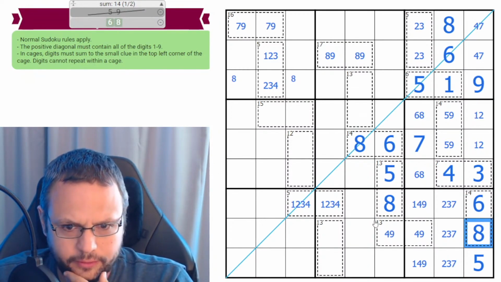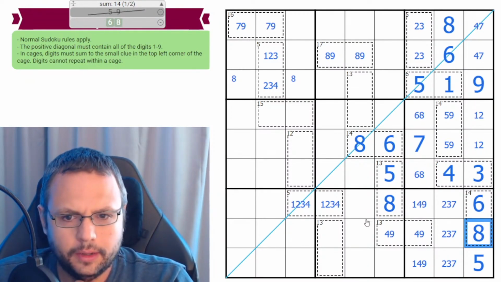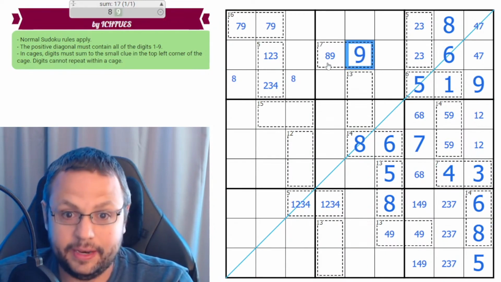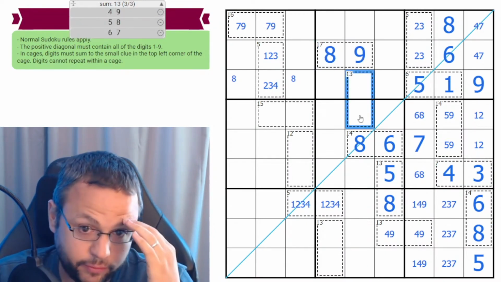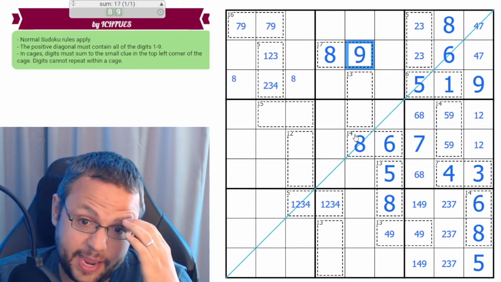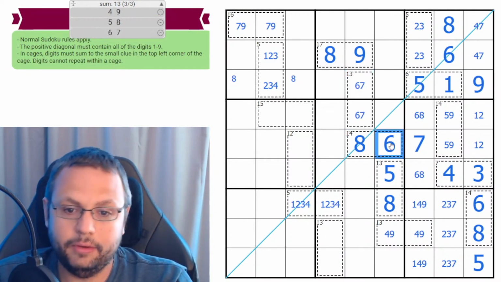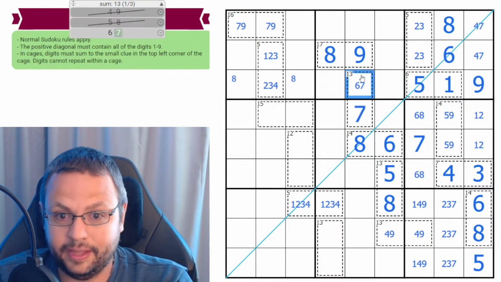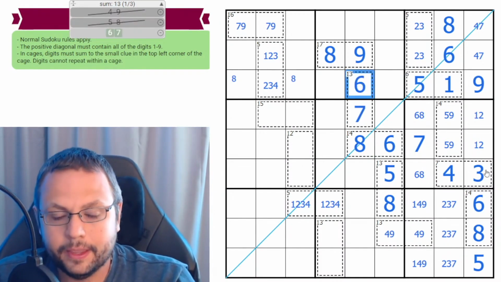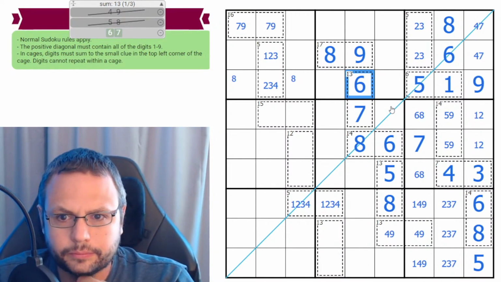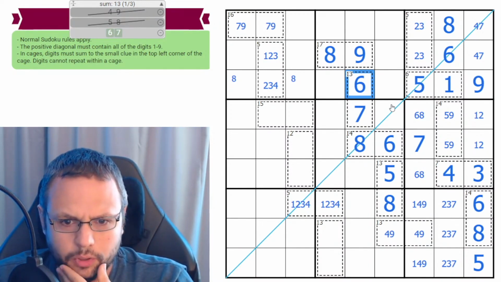All good things. And that gives me the 9 and the 8. And now this is forced to be a 6, 7, because it doesn't have an 8 or a 9 in it from the column. So this is a 6, 7. And I know the order because of that 6. So that's a 7 and a 6. To make that work.